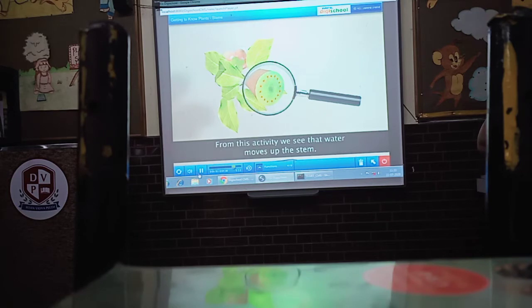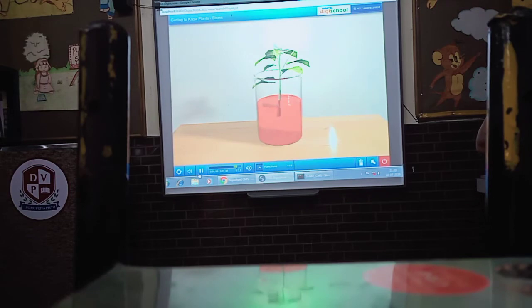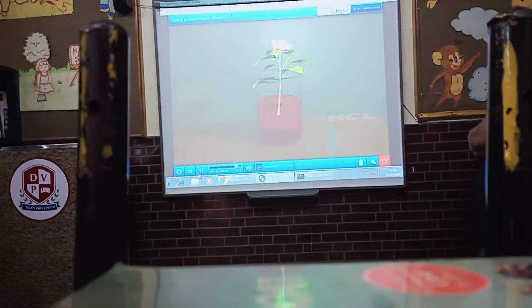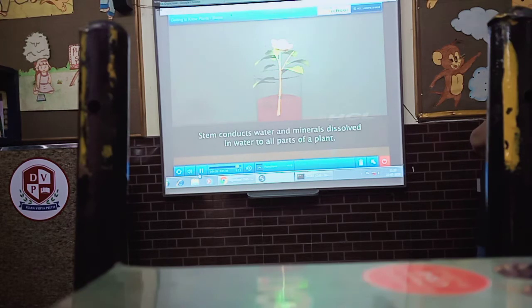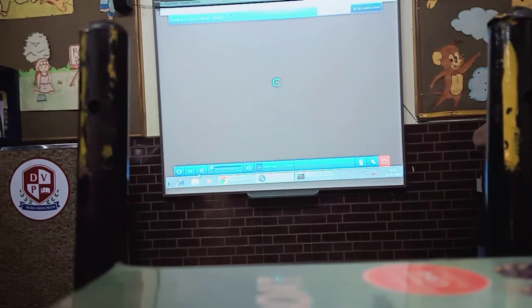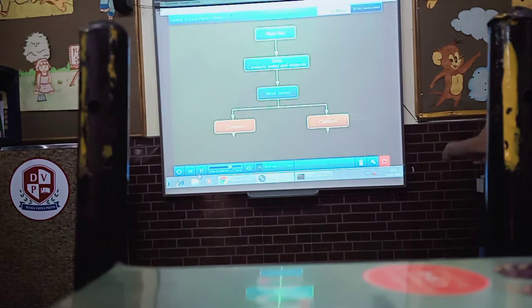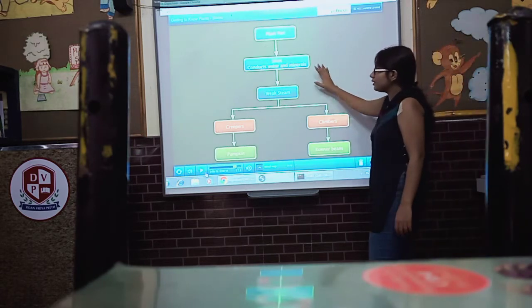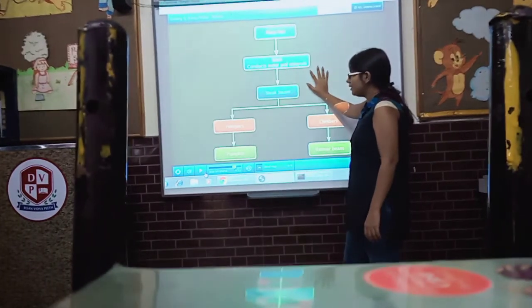From this activity, we see that water moves up the stem. In other words, stem conducts water. Just like the red ink, minerals dissolved in water also move up in the stem, along with the water. See, what is the function of stem? Stem conducts water and minerals.